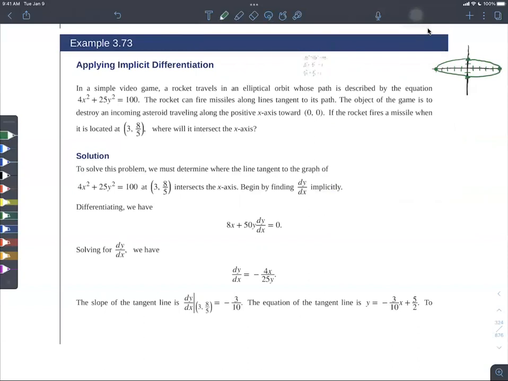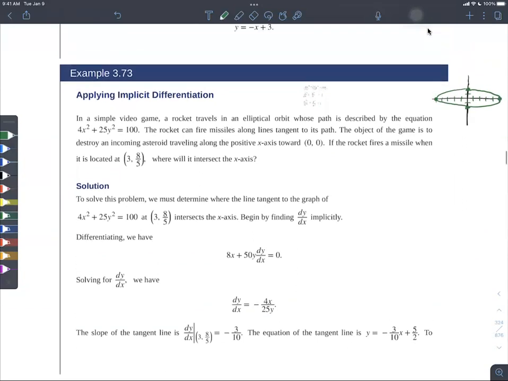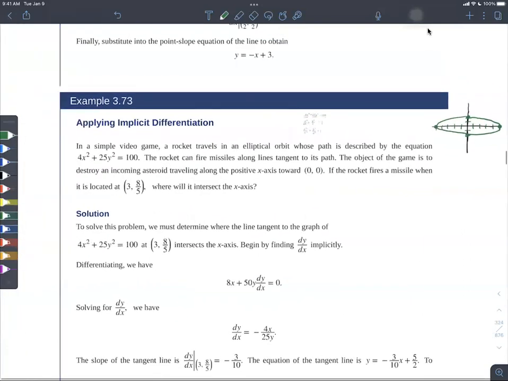So it says there is a rocket traveling in this elliptical orbit. The rocket can fire missiles along lines tangent to its path. The object of the game is to destroy an incoming asteroid traveling along the positive x-axis towards 0, 0. If the rocket fires a missile when it is located at the point 3, 8/5, where will it intersect the x-axis?